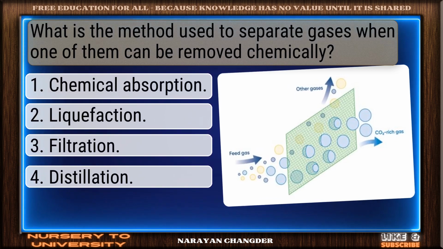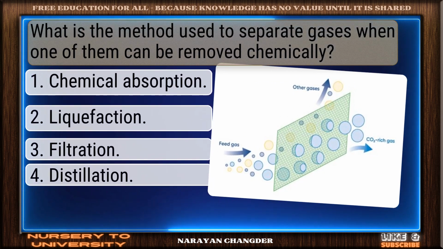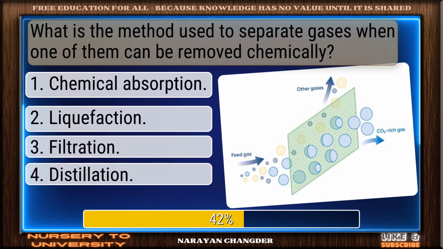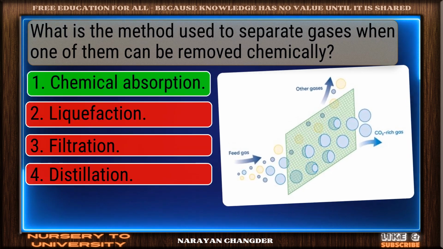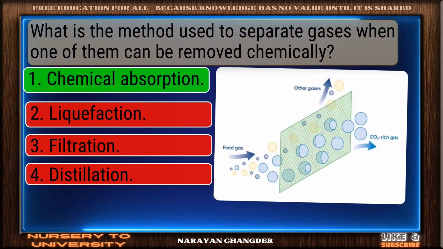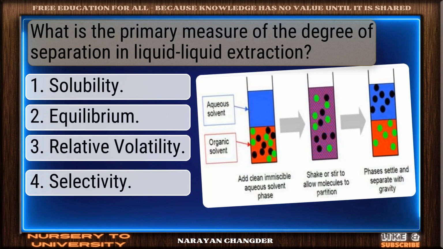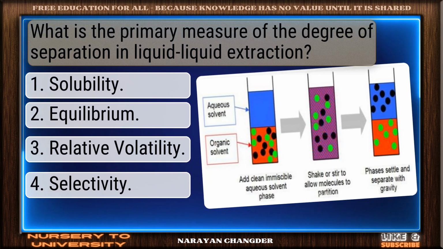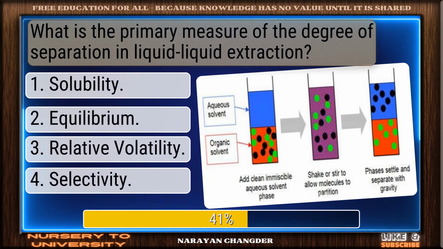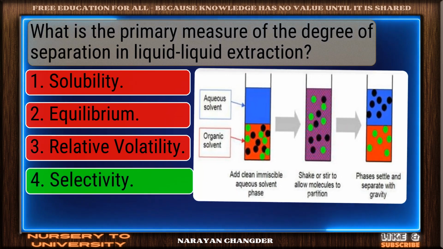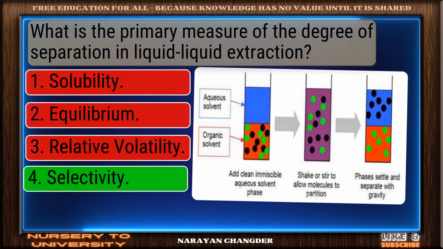What is the method used to separate gases when one of them can be removed chemically? Bravo! Chemical absorption is the answer. What is the primary measure of the degree of separation in liquid-liquid extraction? Smart pick. Selectivity is the correct choice.